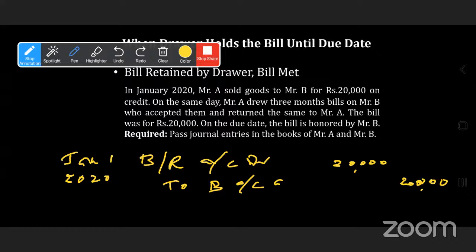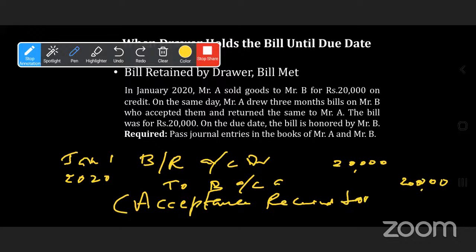As B accepted the bill and returned the same to Mr. A, you have to write the narration: acceptance received for 3 months. Acceptance received for 3 months. You got this?